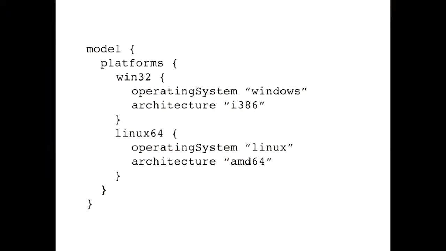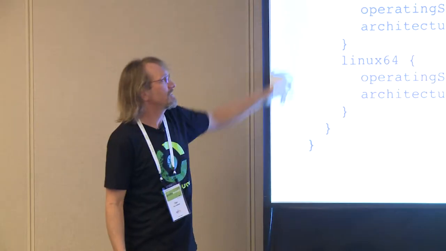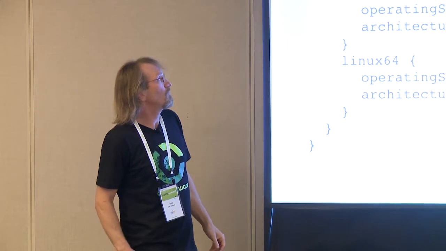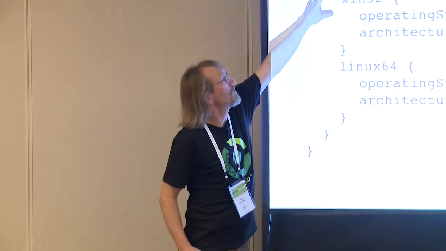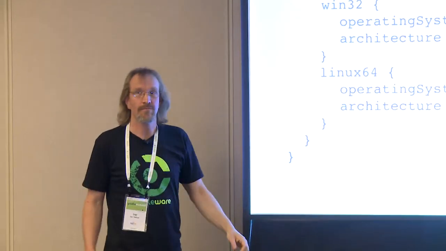So modeling platforms in the native space is pretty straightforward. A platform is, in concept, a flexible set of attributes. Right now, what we have is the attributes of operating system and architecture. So we're defining, but this is the important bit, the actual platform there.